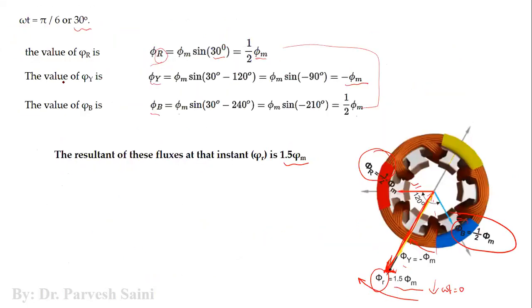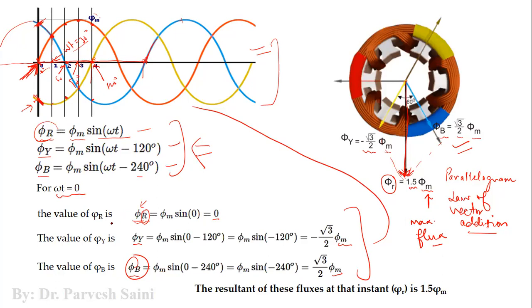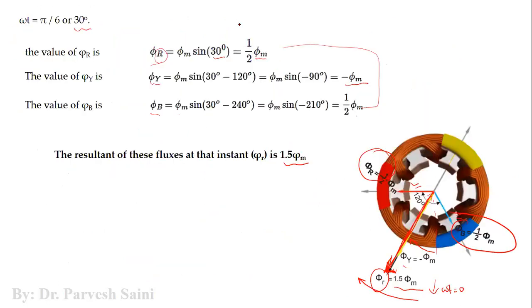Though it seems that if we simply add these three values, 0, minus under root 3 by 2 phi m, plus under root 3 by 2 phi m, a simple addition will give you a zero answer. Similarly, here also the simple addition will give you zero, but it is not zero. It has a magnitude as well as a direction. The direction is clockwise. That means the resultant phasor shifts towards clockwise whenever we increase the angle by 30 degrees or any value, right? This is just to make things simple. We have taken the angle 30 degrees. You can take 0, 15, 30, 45, 60 like that.